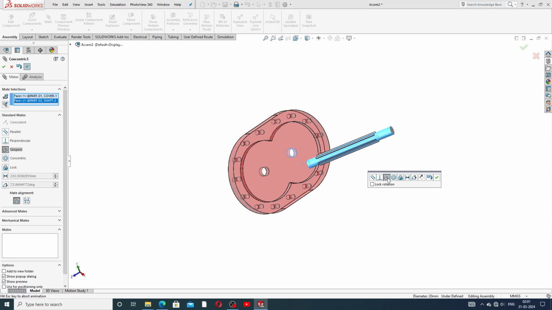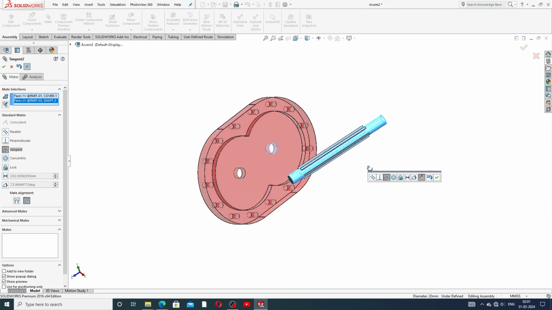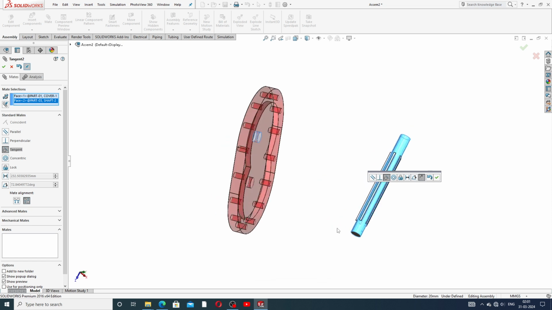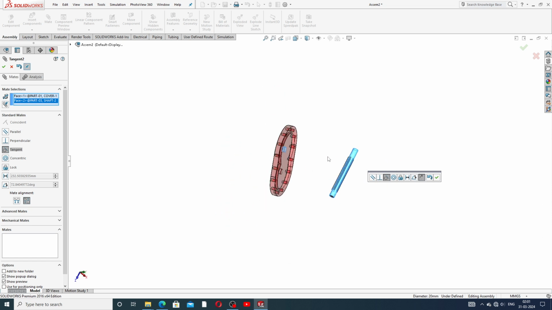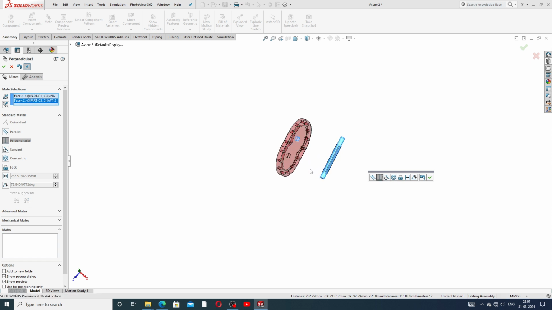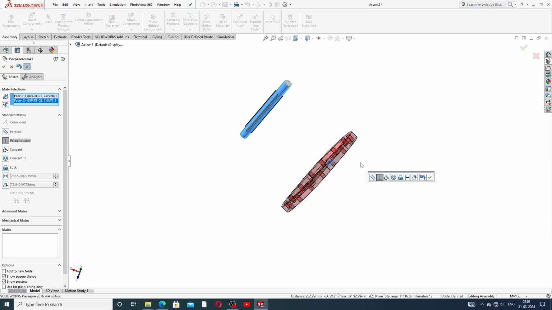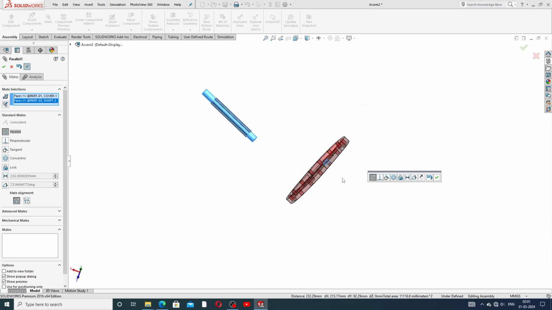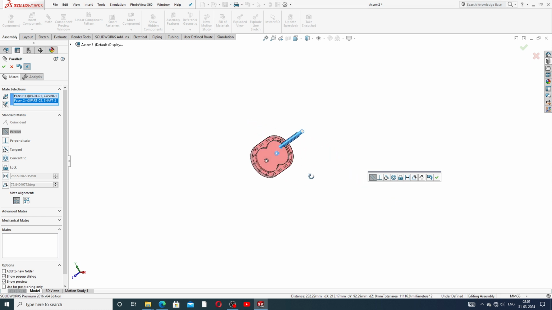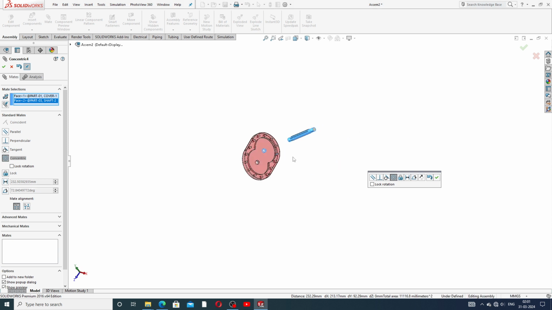Go to tangent; this relation is tangent here. This body is tangent, or any line is tangent here. Go to perpendicular, and this is perpendicular. Okay, this line is perpendicular, and parallel is also parallel here. Perpendicular is this, tangent is this, but the concentric relation is this. Okay, all is perfect.